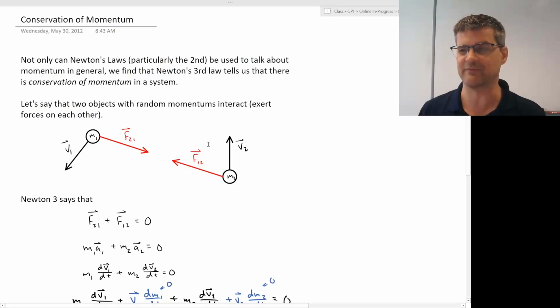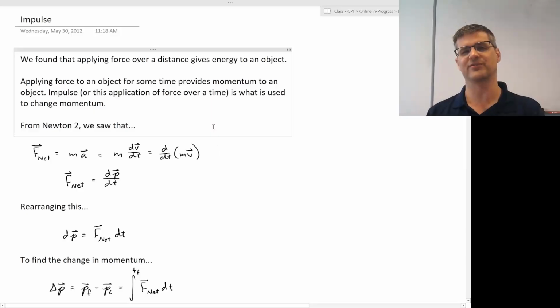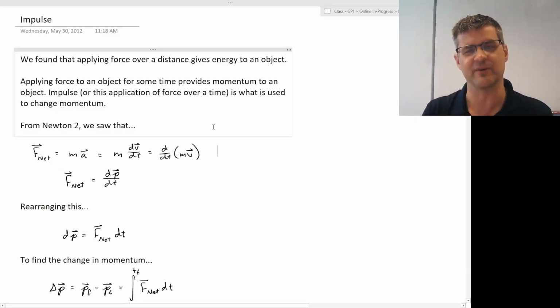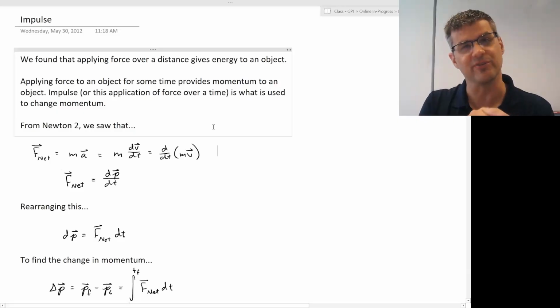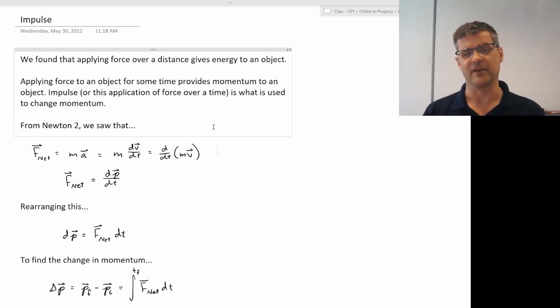How did we do that? And that's what's here on the next page with impulse. Impulse is a momentum equivalent of work. We use work to put energy into a system. We use impulse to put momentum into a system or take momentum out of the system.